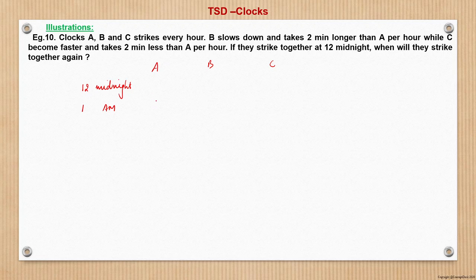So after this it will strike after every hour, right? So A will strike after 60 minutes, B will strike after 62 minutes, and C will strike after 58 minutes, right? This is what is given.